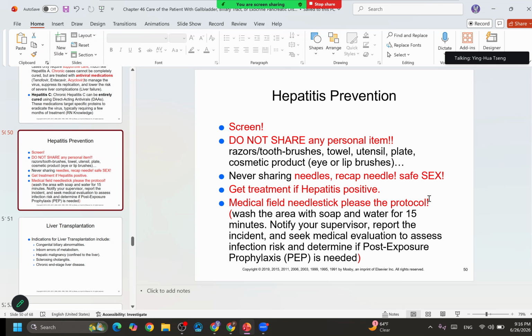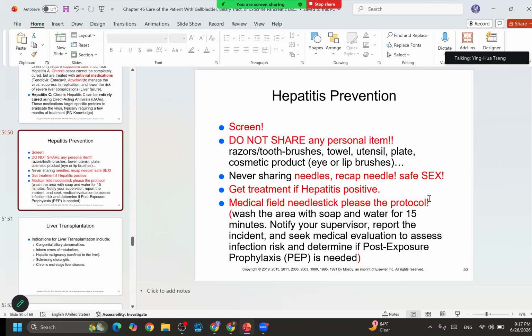That's why we're the first country. We're not the only one anymore, but we're the first country that developed the anti-recap needle. Other countries still recap the needle, but the United States is the first one. Okay, we don't recap the needle anymore. This is so annoying. So many people have hepatitis A right now, hepatitis B right now. Okay, and also safe sex, of course.